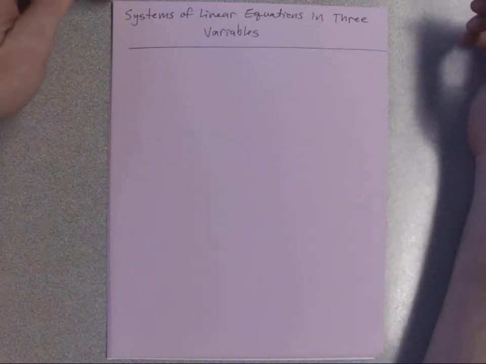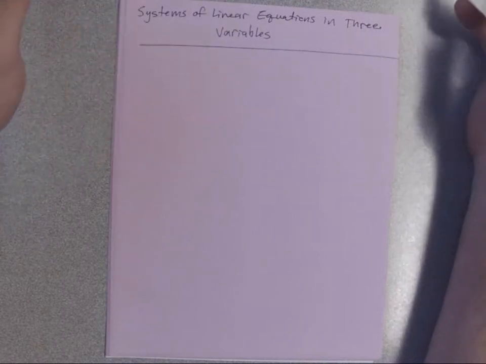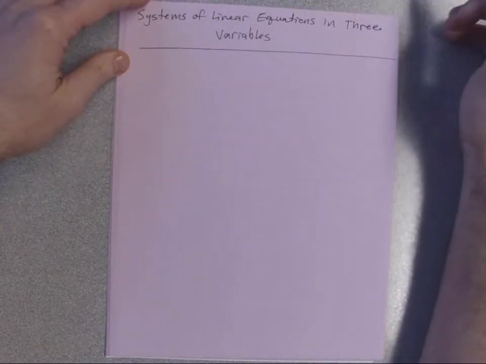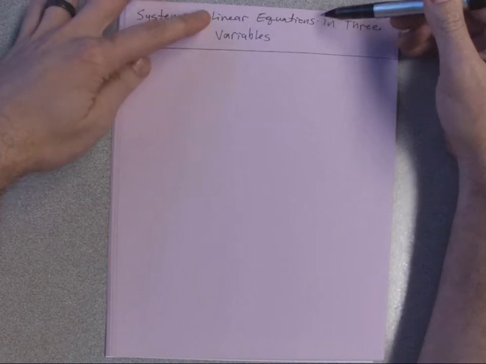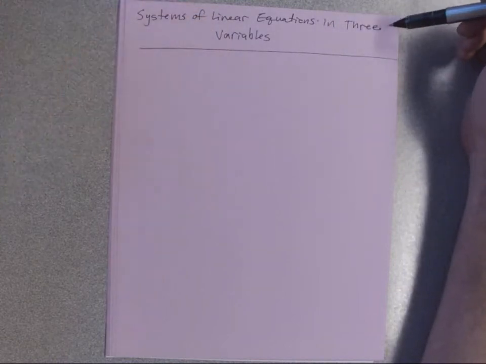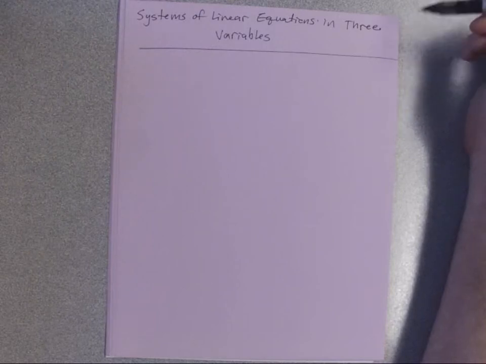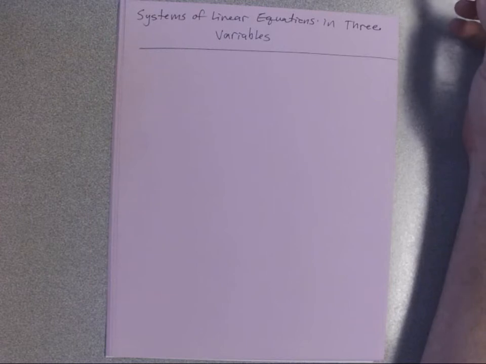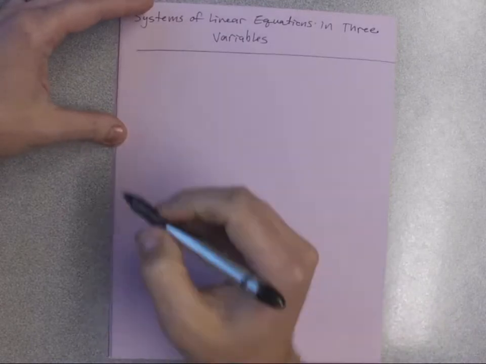So now we're talking about systems of linear equations in three variables. Notice the difference from the previous lectures and the similarities. We're talking about linear equations still, but this time we're in three variables. So instead of having two linear equations in terms of x and y, now we're going to have three equations in terms of x, y, and z. And the easiest way to show you this is just to do an example.